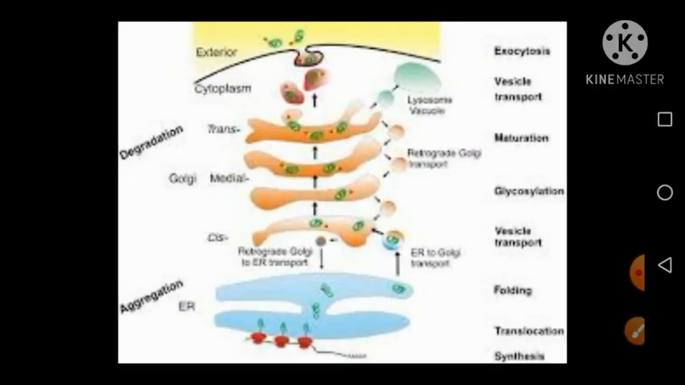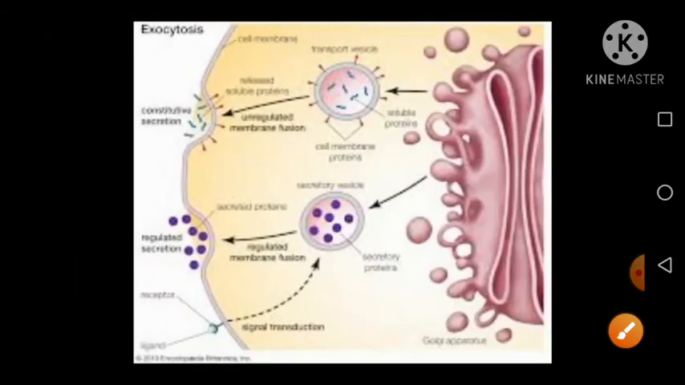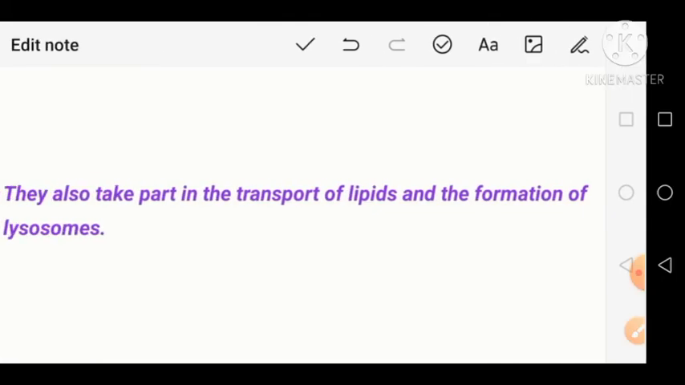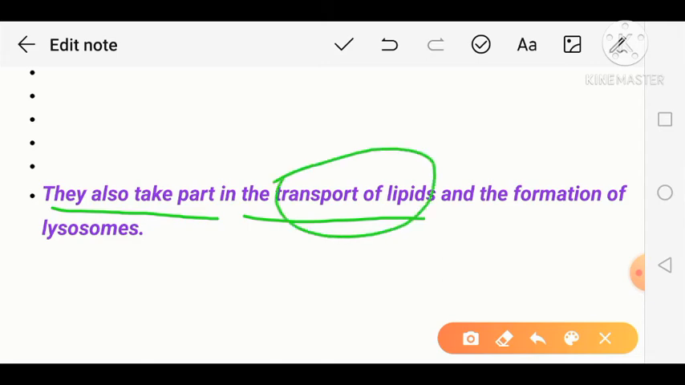Again, this diagram explains the protein sorting, how proteins are transported from the vesicles, and here they have shown glycosylation, maturation of the protein takes place. Okay, this diagram we have seen in earlier slides. So Golgi complex also takes part in the transport of the lipid. Golgi complex is not responsible for the transport of the protein alone. They are also responsible for the transport of the lipids and formation of the lysosome.